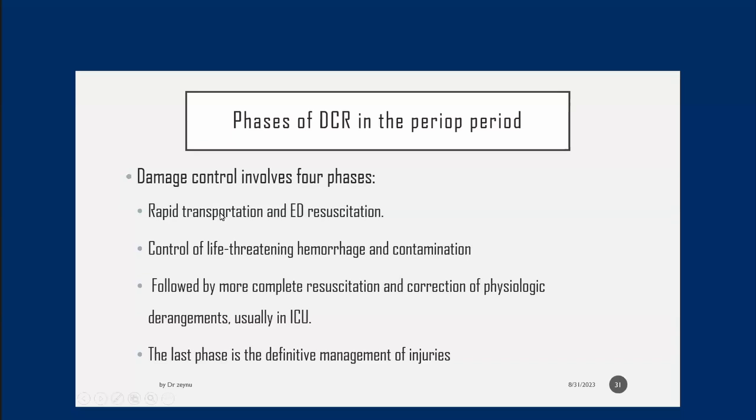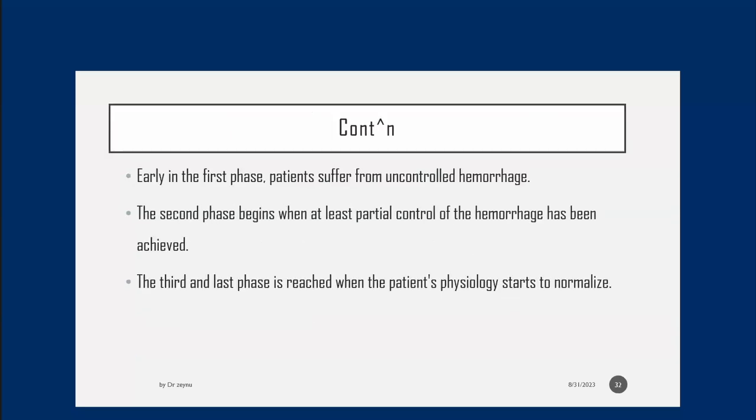In the peri-hospital setup, it includes rapid transportation and focus on the most life-threatening parts like airway and circulation. So resuscitation can be started in the peri-hospital setup. Airway can be controlled in the peri-hospital setup. And phase 1 can happen in the operative theater, which leads to the control of life-threatening hemorrhage and contamination. And phase 2, from the OR they go to the ICU for resuscitation, the physiologic normalization level. And the last phase is the definitive management of injury or the reconstructive phase.